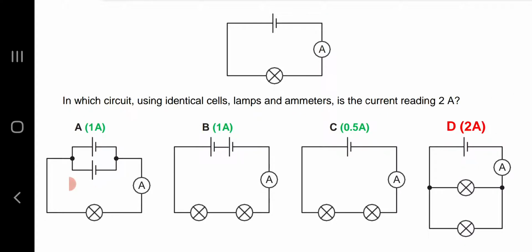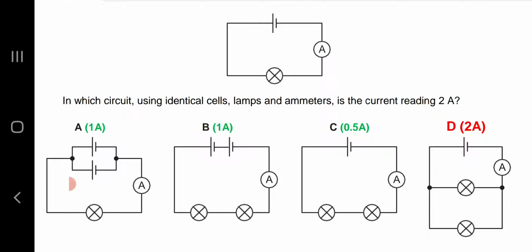In circuit configuration A, two cells are connected in parallel, but the terminal voltage is the same as that of a single cell because the configuration is parallel configuration. So the amount of current that ammeter will measure in option A is still 1 ampere.